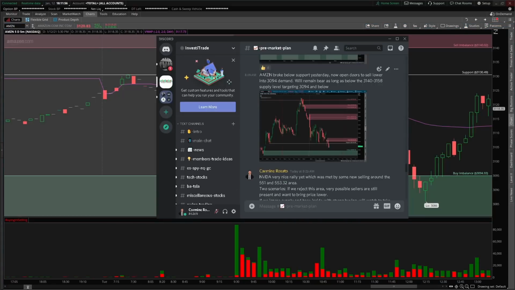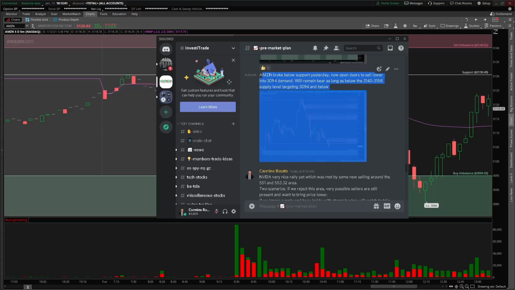Here we have Amazon. It broke below support. The doors were open to sell lower into the 3094 demand. I'm going to remain a bear as long as below 3140 to 3158, targeting 3094 demand and lower.